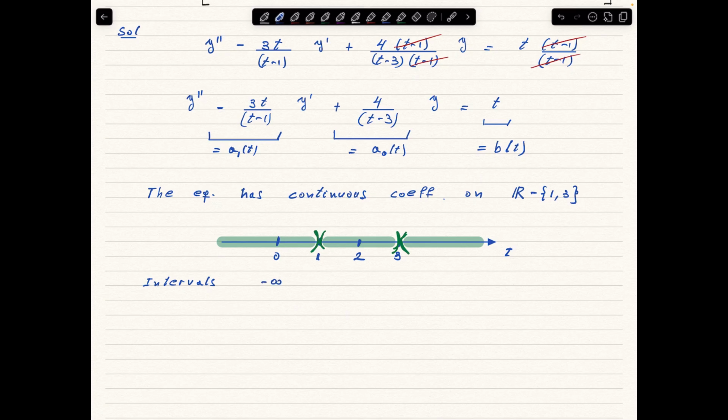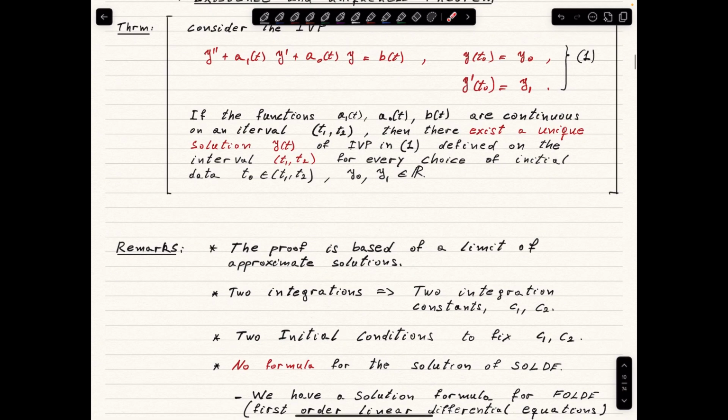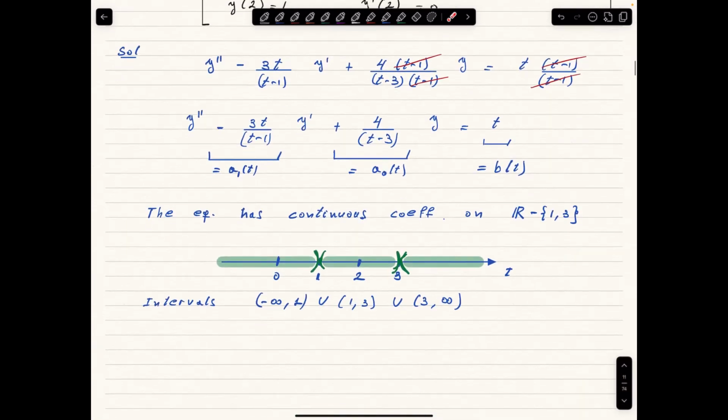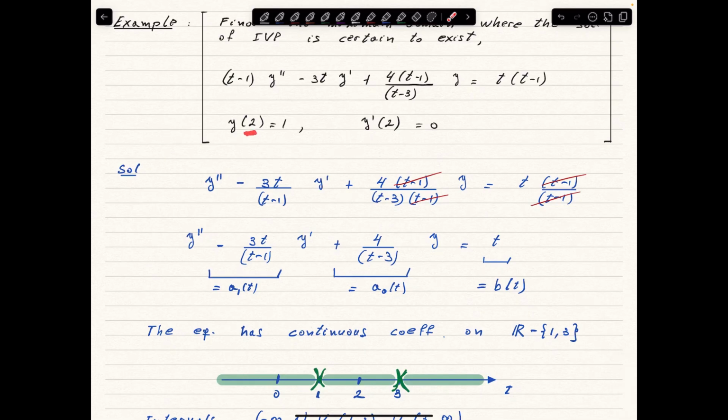So negative infinity up to 1, and then we make the union of 1 and 3, and then the union 3 to infinity. So one could say, oh, the solution is defined on the whole thing, but actually we are not certain about that, because these intervals must satisfy another condition. If we go back to the theorem, the initial time that we have chosen to solve the differential equation has to be in that interval. So this is another condition. And what is our initial time here? Our initial time here is 2.